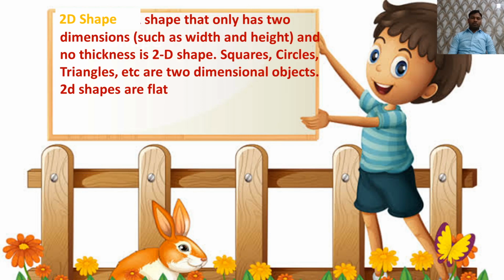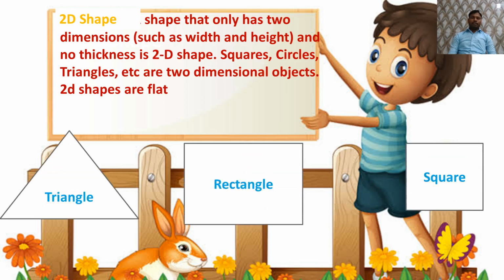Two-dimensional objects, 2D shapes are flat. Now examples of 2D shapes: triangle, rectangle and squares. Now what is a triangle? A three-sided closed figure is known as triangle. Next, rectangle. A four-sided closed figure which has opposite sides equal is known as rectangle. Square. A four-sided closed figure, or we can say a four equal-sided closed figure is known as square.